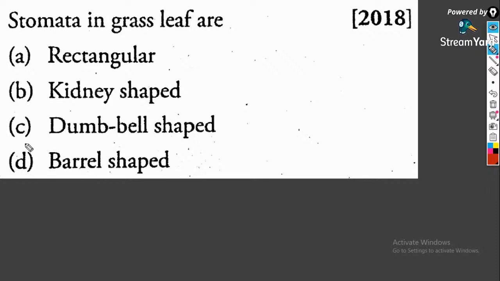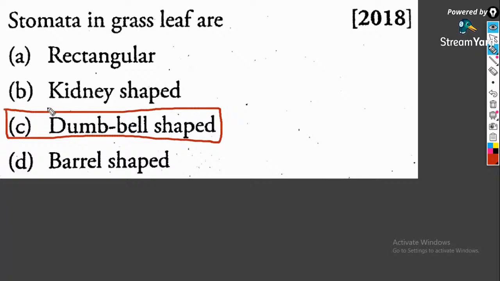Guys, the correct answer is option C, dumbbell shaped guard cells. Stomata. Grass being a monocot, right? Grass leaf is a monocot, that is only one cotyledon. You have to study. Monocot being grass, it has dumbbell shaped stomata.